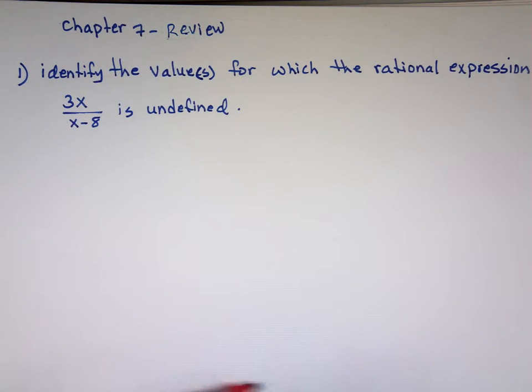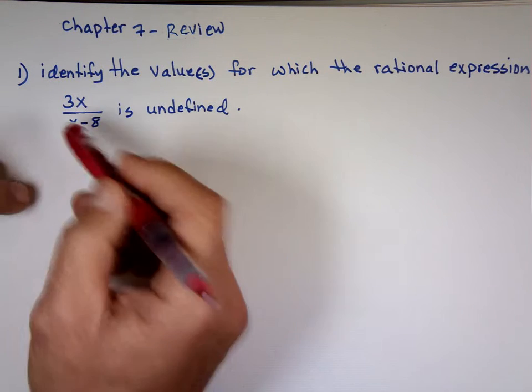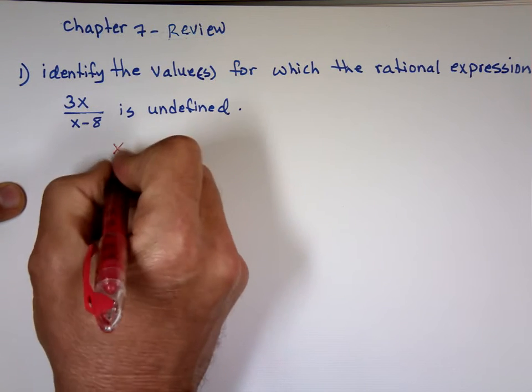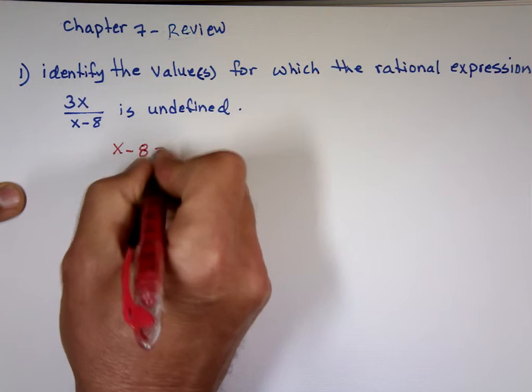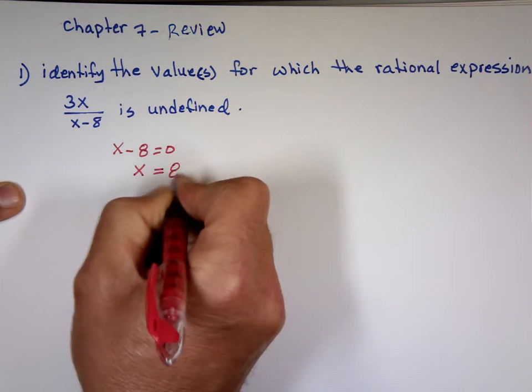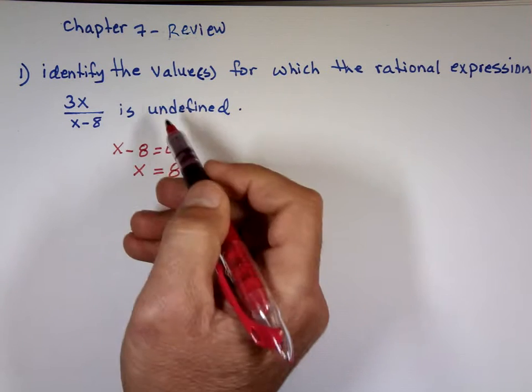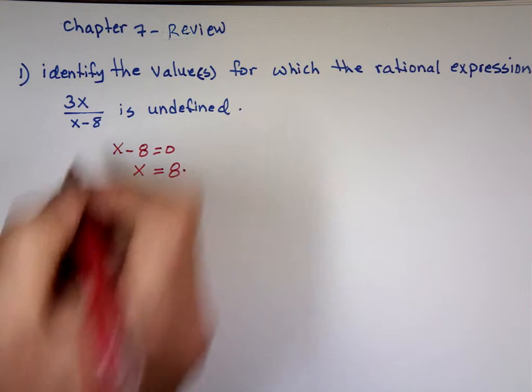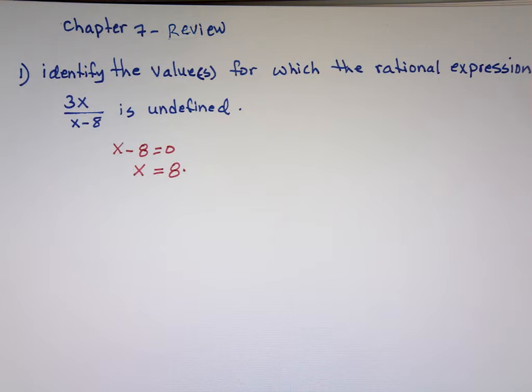Well, when is a fraction undefined? A fraction is undefined when you have a 0 on the bottom. So what value will make the bottom 0 here? We take the x minus 8 and we set it equal to 0. That tells me x will have to be 8. So to find the value that will make this fraction undefined, x has to be 8. If x is 8, you have 24 divided by 0, which is undefined.